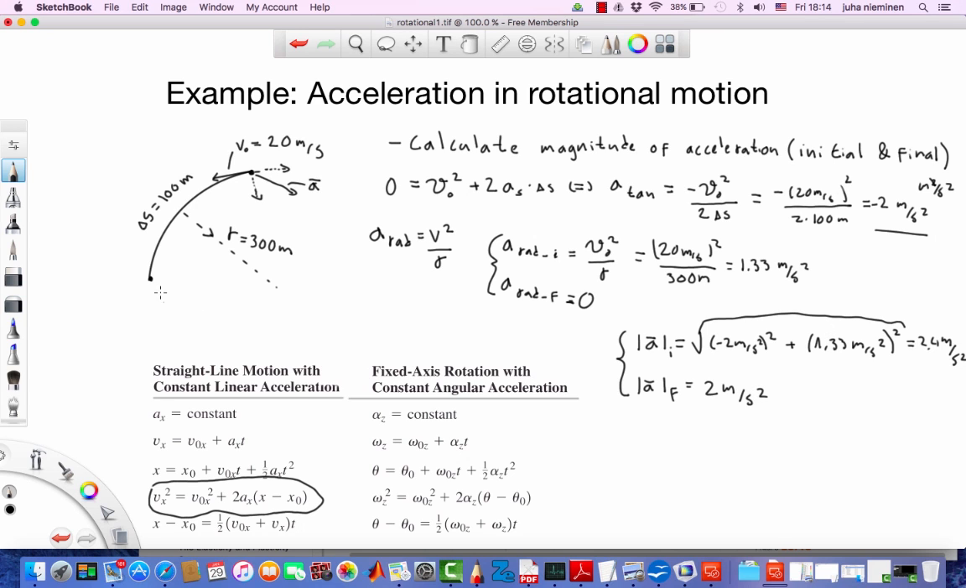And so we see that in the final moment we only have the tangential component, so that's going to be our a final, and it is tangential, of course, to the direction of movement. Whereas in the initial phase, initial time, we had the radial component that will deviate the direction of the total acceleration vector a little bit towards the center.